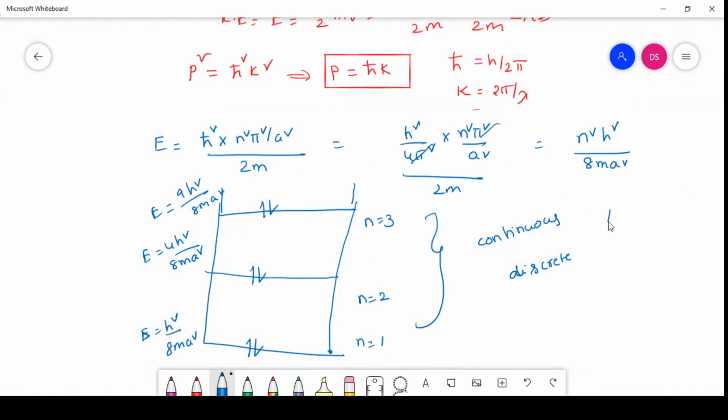And what are the final conclusions? Momentum can be written as h cross k. Energy can be written as n square h square by 8m a square. And energy can also be written as h cross square k square by 2m. In the next session, we will see the Fermi energy level.